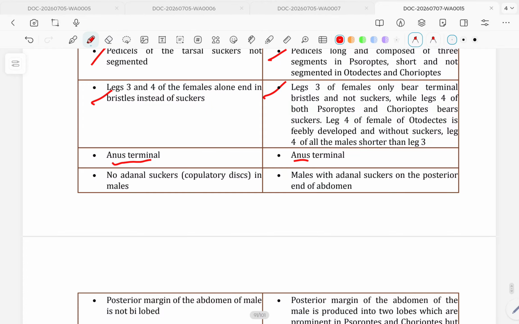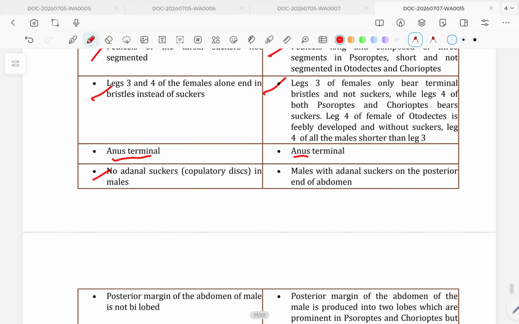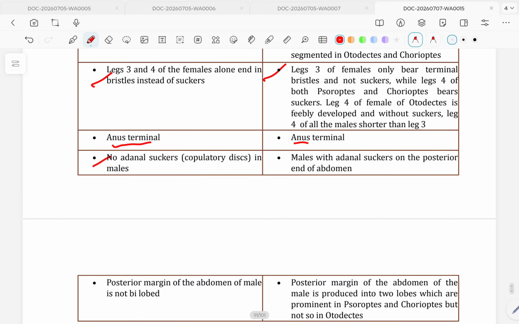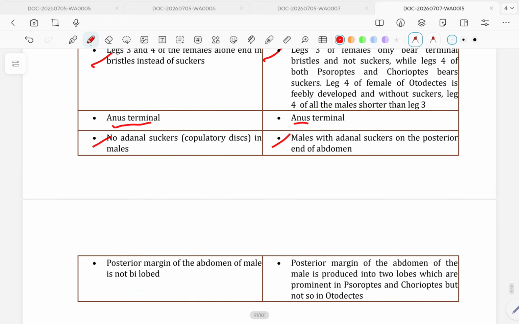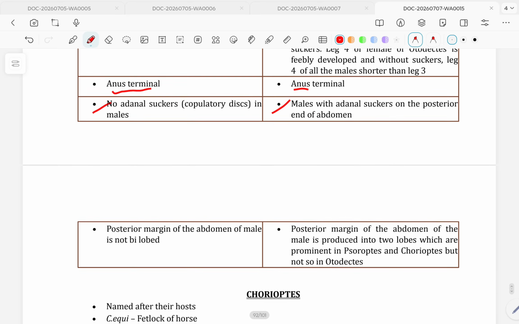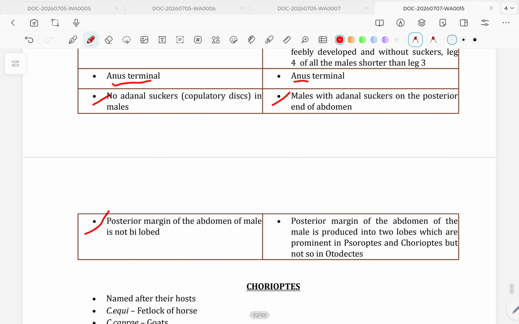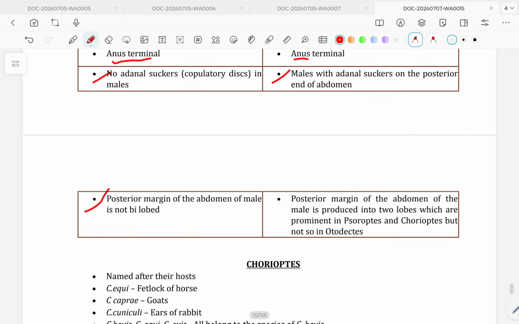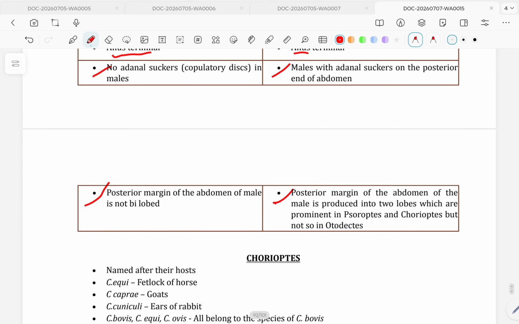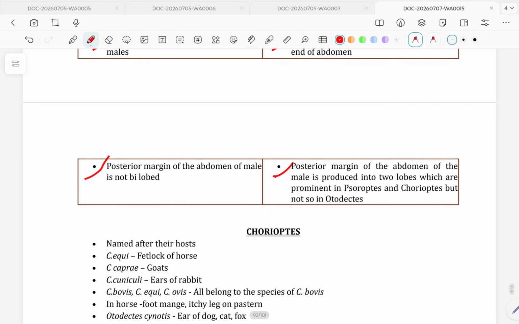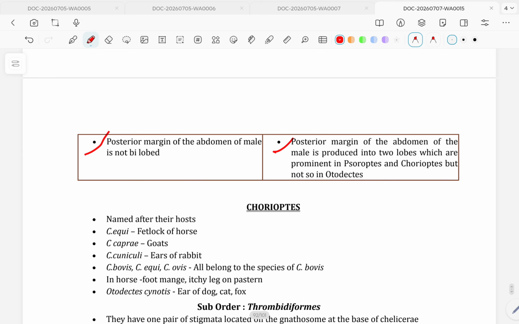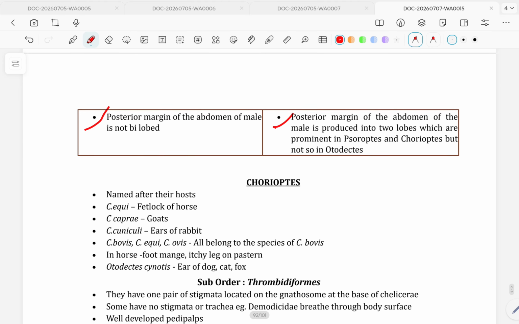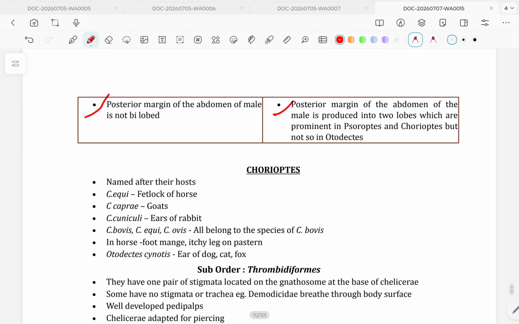Anus terminal. Adanal sucker and copulatory disc in male with adanal sucker on the posterior end of abdomen. Posterior margin of the abdomen of male is not bilobed in Sarcoptes. Posterior margin of the abdomen of the male is produced into 2 lobes which are prominent in Psoroptes and Chorioptes but not so in Otodectes.